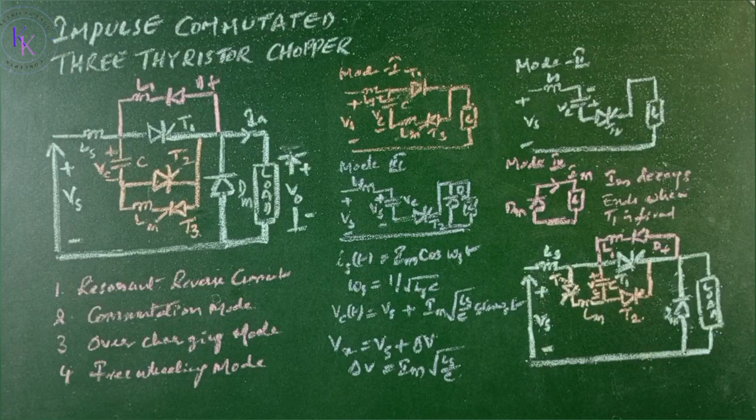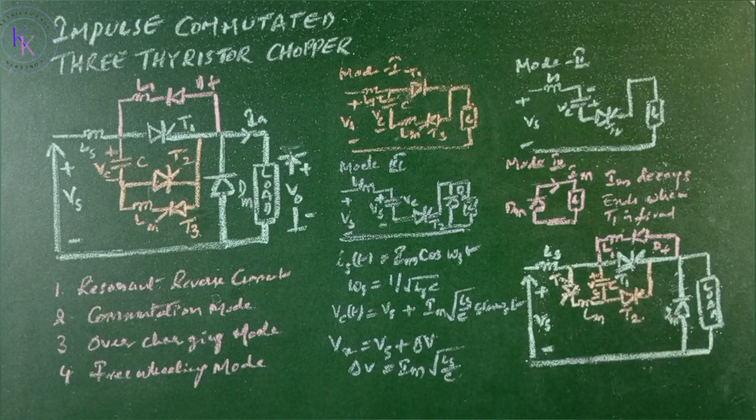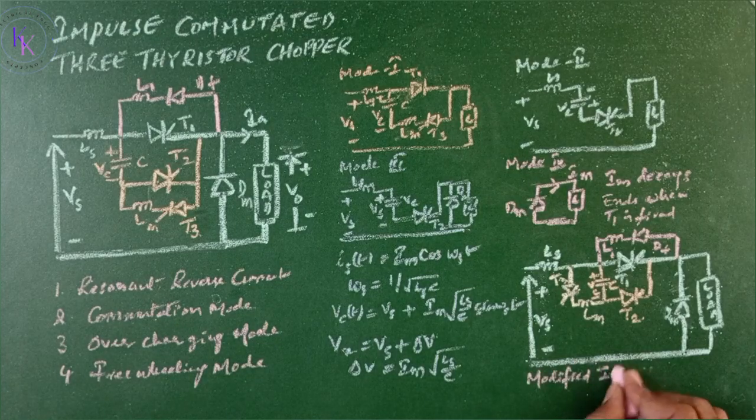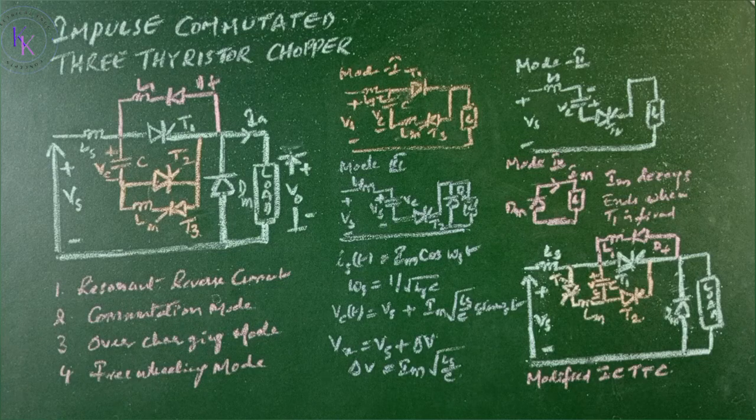The charge reversal of the capacitor is done independently of the main thyristor T1 by firing thyristor T3 in mode 1. To do that, we have a simplification that T3 and Lm are across the capacitor C as shown in this figure. This is the modified version of the impulse commutated 3 thyristor chopper, and the minimum on time of the chopper is not limited. However, the commutation time is dependent on the load current, as we have seen in mode 2, and higher frequency operation is limited.